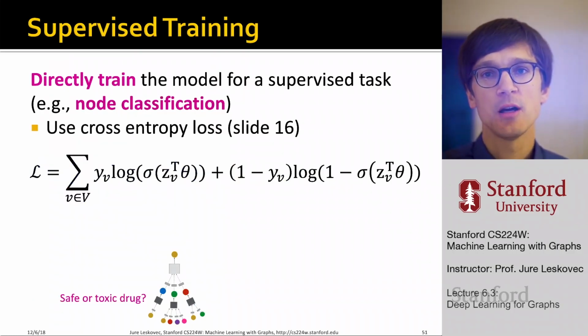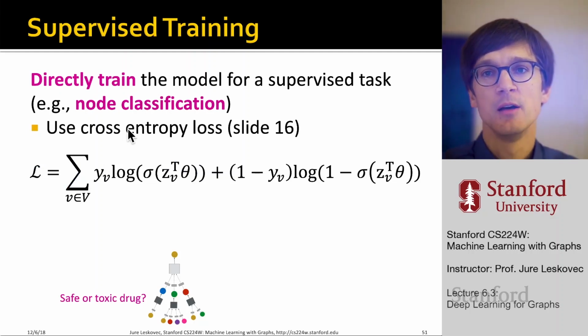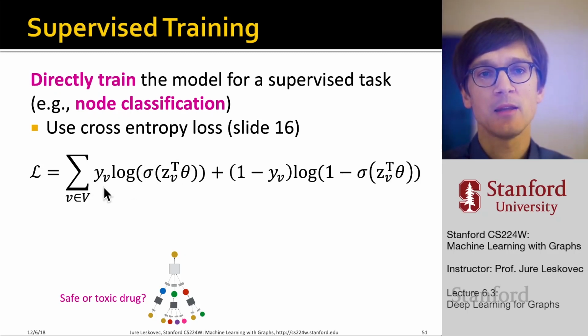For supervised training, basically what we want to do is define the loss in terms of, let's say, classification. This is the cross entropy loss for a binary classification. Here is the prediction of the label for a given node, whether it's toxic or not. This is whether it is truly toxic or not. And the way you can think of this is y takes value 1 if it's toxic and 0 if it's not.